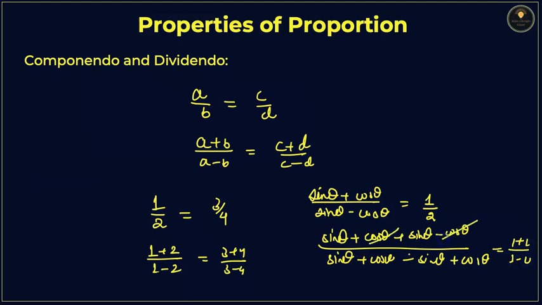Cos theta and cos theta will get cancelled, sin theta and sin theta will get cancelled. You will get the value as tan theta. So you will write 2 sin theta, and here you will write 2 cos theta, and that is equal to (1+2)/(1-2), that is 3/(-1). So you will get the value of tan theta from here, that is equal to -3.